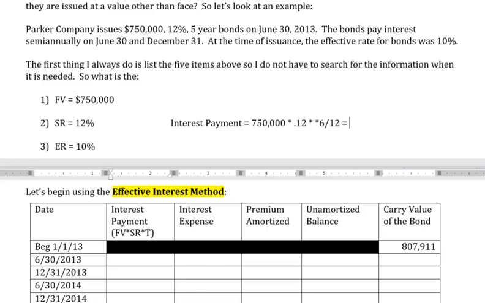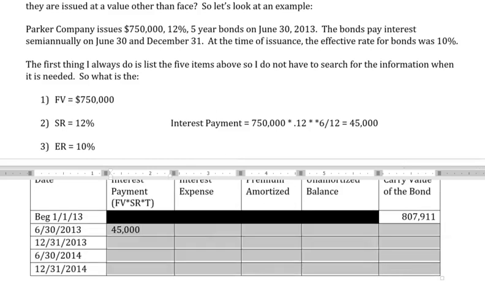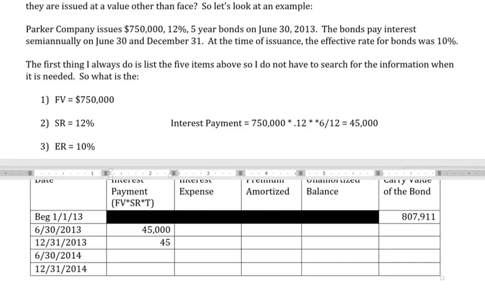All right, hopefully you paused the video and did that. So we take the 750 times the 12% times the 6/12, and we end up with 45,000, which is the same amount we again had in video 2 there, lecture 2. All right, so that's the amount of cash we will pay out every 6 months. Now, hint, that number does not change. It's going to be the same every single time we have to pay interest. So we're going to go in and hit 45,000 for all those payments.